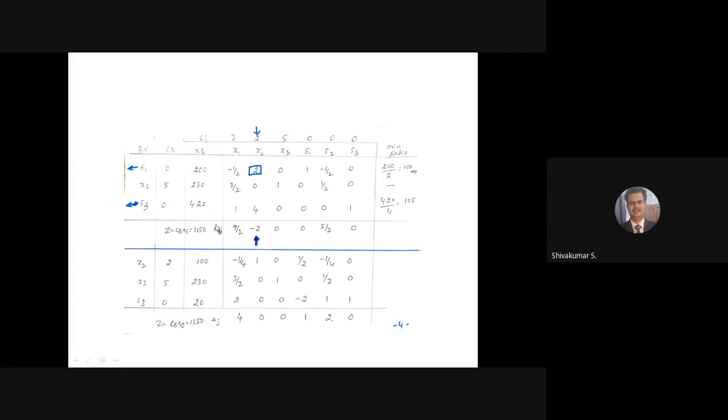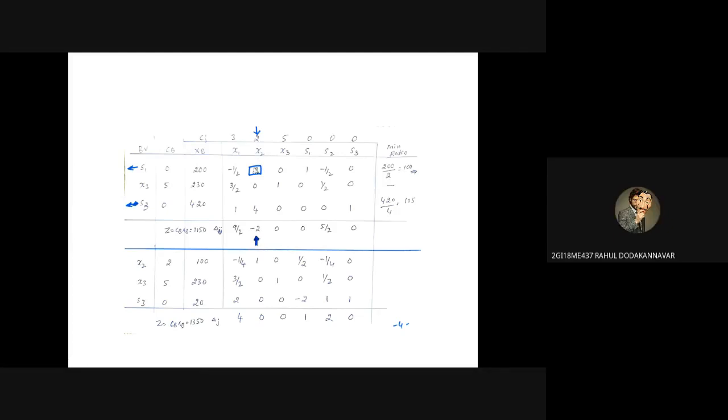Focus only on delta j now. You have 9 by 2, minus 2, 0, 0, 5 by 2, 0. Now select the highest negative value here. You have got all plus values, so the only negative value is minus 2. This becomes the entering variable.